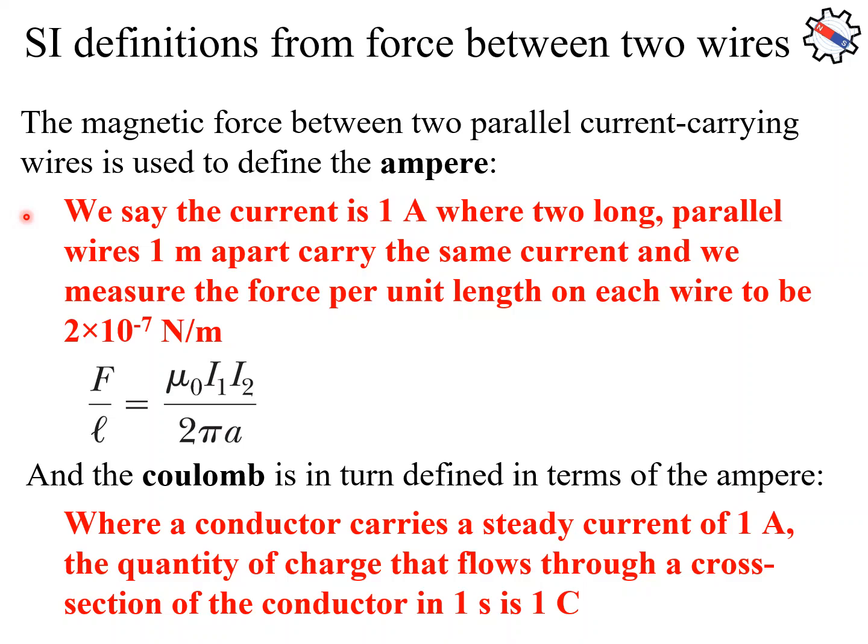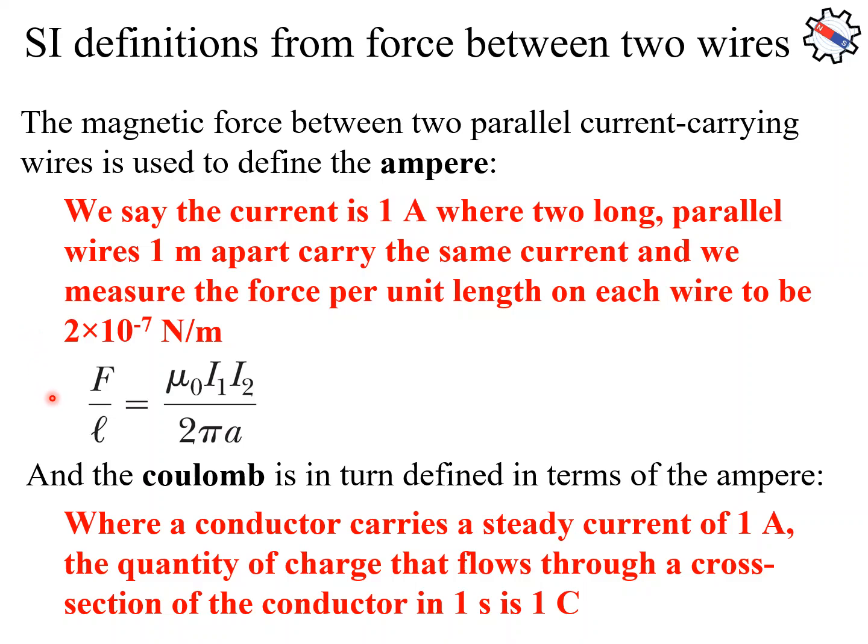We define what an amp is from measuring the force between two wires, and as such we define what a coulomb is too, because that's defined in terms of an ampere. Specifically, we say that we have an amp passing along two long parallel wires 1 meter apart, where they carry the same current, and where we measure force per unit length on each wire to be 2 times 10 to the minus 7 newtons per meter.